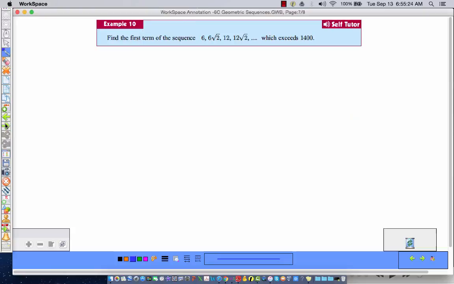All right, get your calculator out. Find the first term of the sequence which exceeds 1400. All right, so U sub n equals U sub 1 times r to the n minus 1. Clearly, U sub 1 is equal to 6, right? For r, I take any term and divide it by the previous term, so 12 root 2 divided by 12, and r is equal to root 2. So this is 6 times root 2 to the n minus 1.